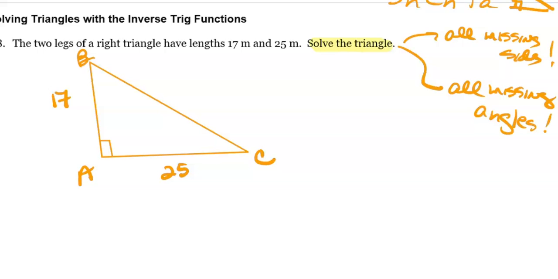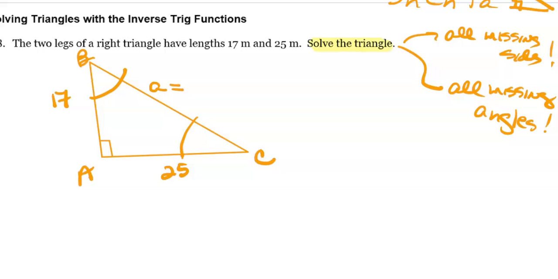Okay, so that's what solving the triangle means. So let's do the following. I'm going to label this A, and I'm going to label these angles that I need. I'm going to go like this so I can see the angles. Okay, so using SOHCAHTOA, let's find a missing angle. So what can I use?